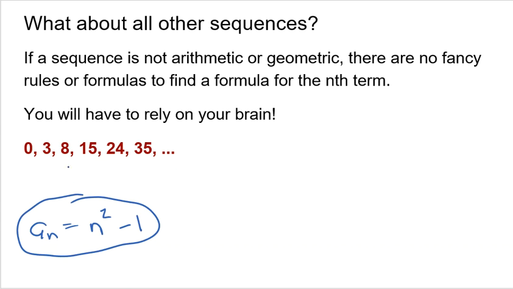And if you don't believe me, let's just try it out. 1 squared is 1. 1 minus 1 is 0. There's your first term. Second term, 2 squared is 4. 4 minus 1 is 3. Third term, 3 squared is 9. 9 minus 1 is 8. So there you go.